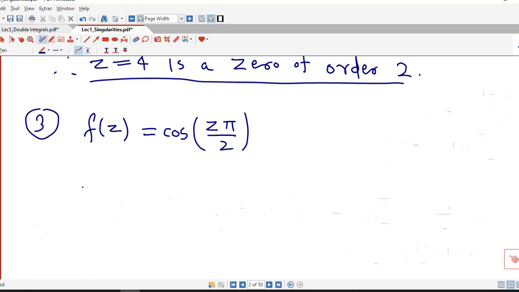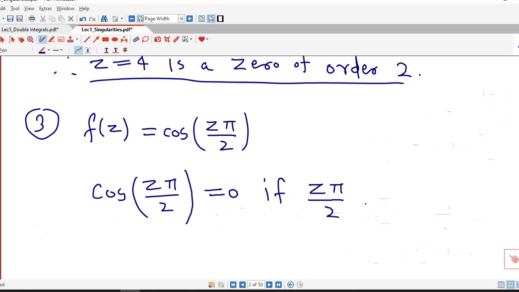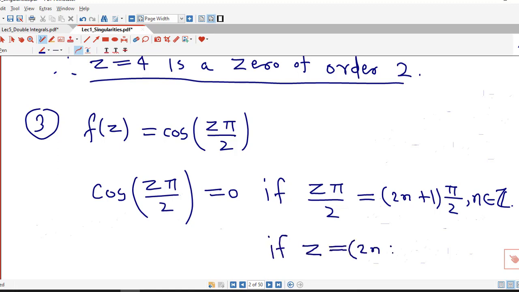So here first we write that cosine of z pi by 2 equal to 0 if z pi by 2 is nothing but an odd multiple of pi by 2, where n is an integer. So this is possible if z equal to 2n plus 1, n is any integer.